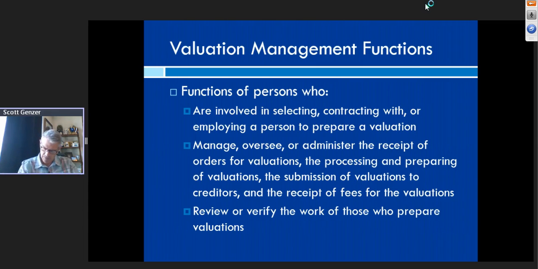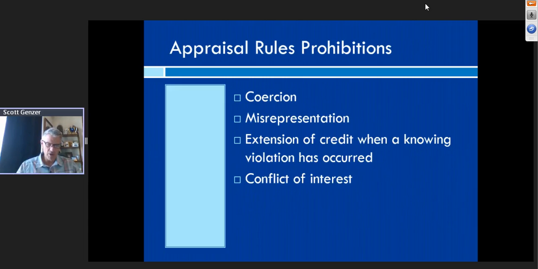No misrepresentation. No person that prepares valuation shall materially misrepresent the value of a principal dwelling. That means up or down, high or low. It's a material misrepresentation. It's considered material if it is likely to significantly affect the actual value assigned to the dwelling. Okay? No extension of credit when we know violations occurred. I've already described that. And no conflict of interest. No direct or indirect interest in the property from the appraisers.